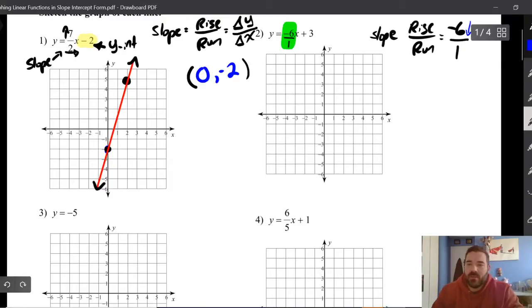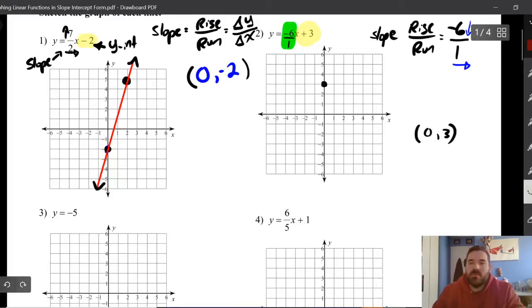But I need a starting point. And my starting point is going to be my y-intercept, and my y-intercept just happens to be positive 3. So I know my x value of every y-intercept is 0, so it's going to be 0 and 3. So 0 and 3 is going to be right here.